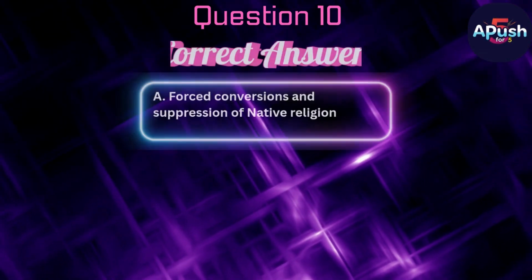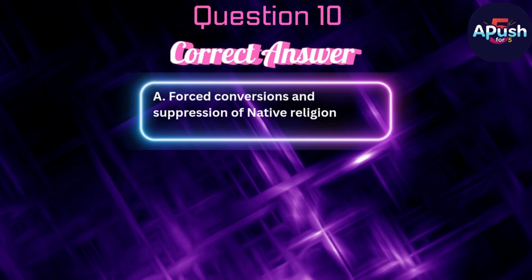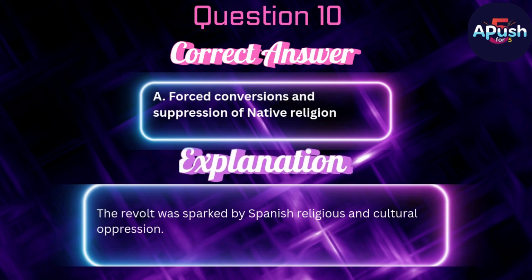The correct answer is A. Forced conversions and suppression of native religion. The revolt was sparked by Spanish religious and cultural oppression.